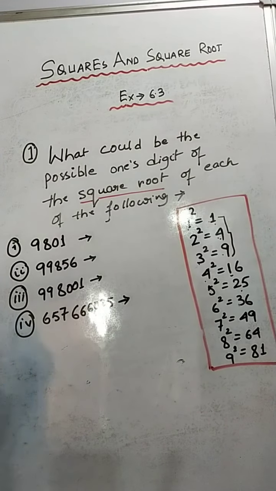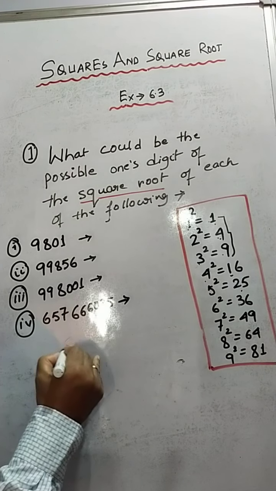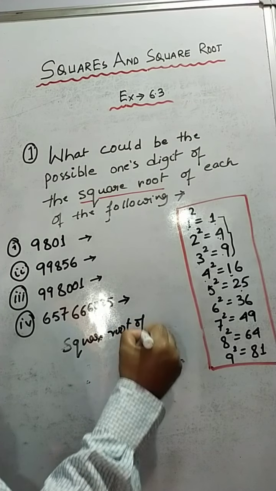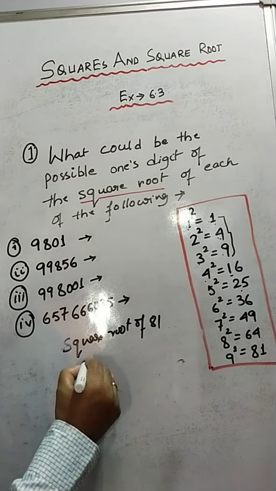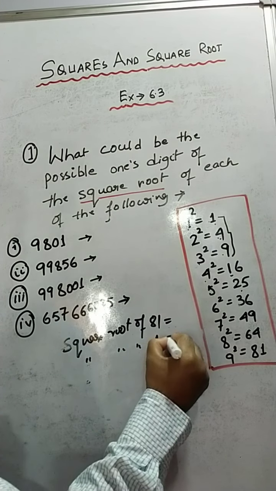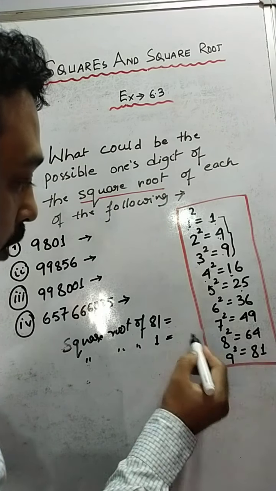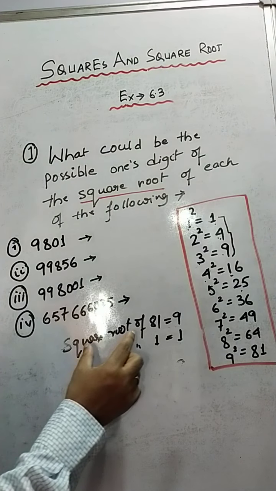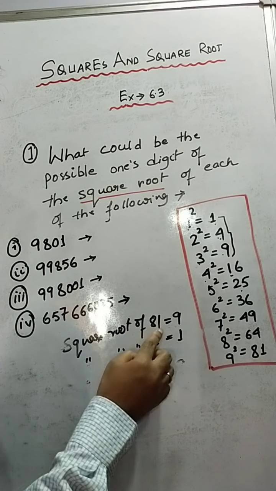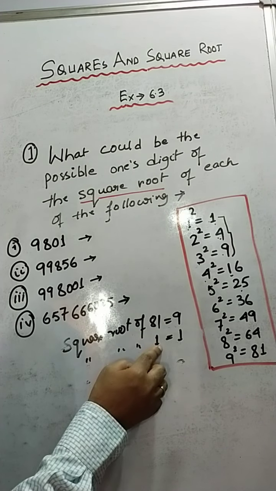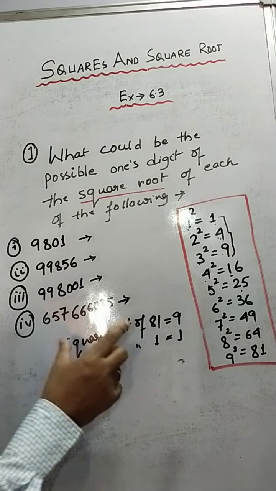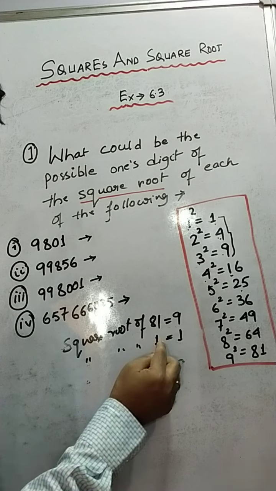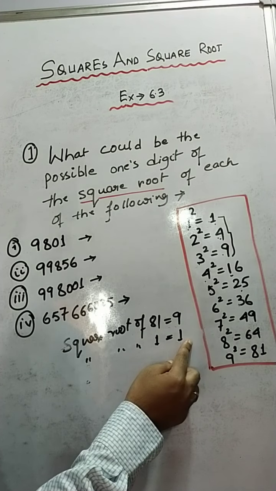Now suppose I am taking the square root of 81, and at the same time I am asking the square root of 1. What are the possibilities of the unit digit? The square root of 81 is 9, and the square root of 1 is 1. Both numbers are carrying 1 as a unit digit. So if you are finding the square root of any number which carries 1 as a unit digit, then these two numbers are the possible unit digits.